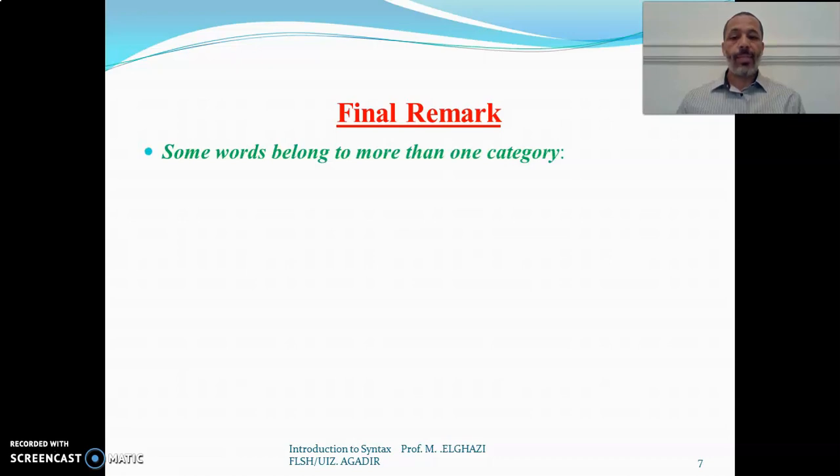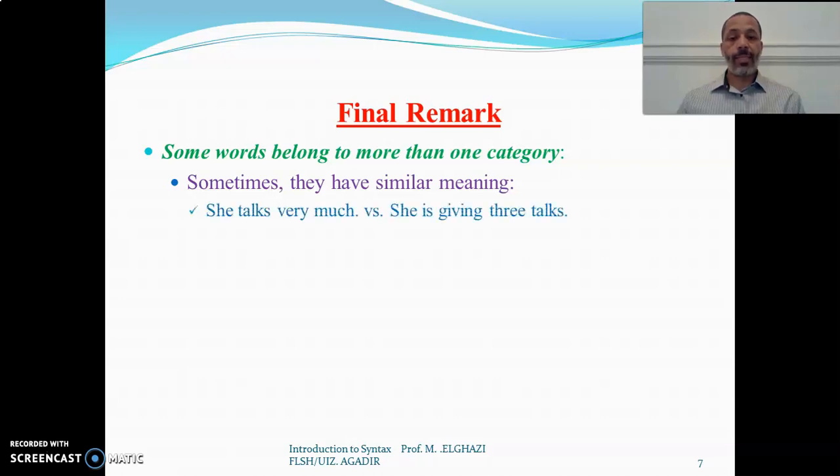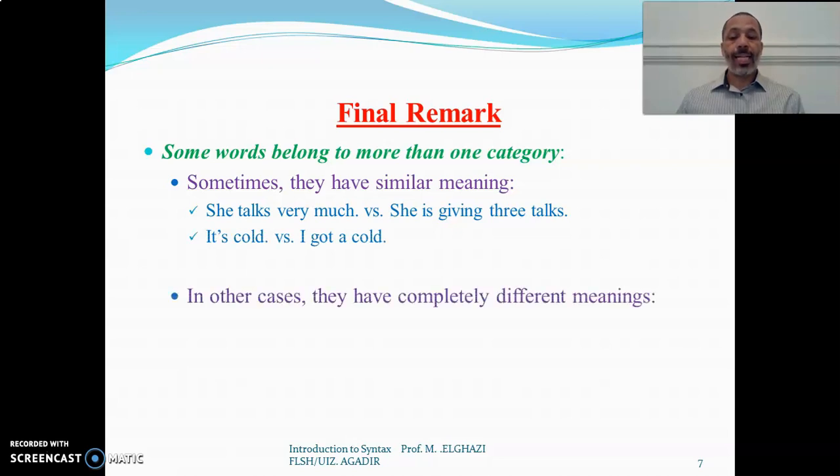But we have to bear in mind that sometimes some words can belong to more than one category. Sometimes they are classified as verbs. In other cases, they can be classified as nouns. This depends on the context. So if you see the examples below, she talks very much. The word talks here is a verb. But when you say she is giving 3 talks, talks becomes a noun. So the same word can be classified into different categories depending on the context.